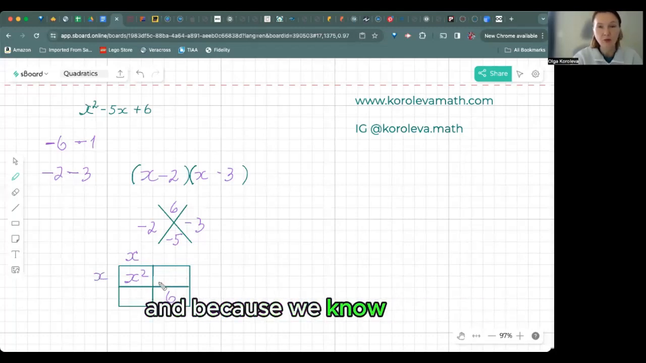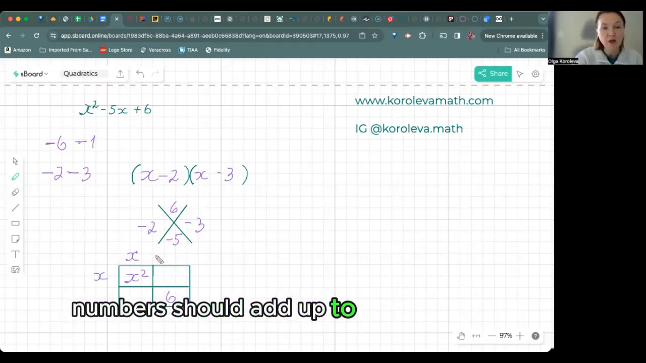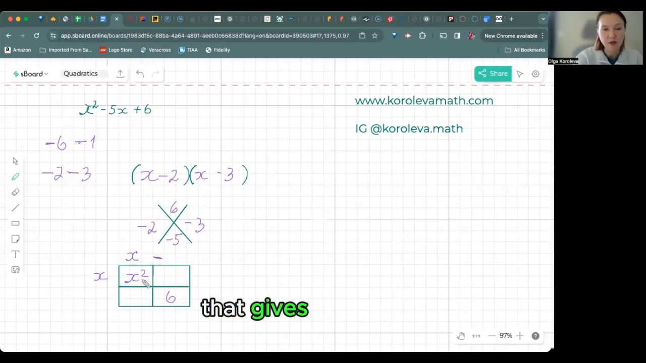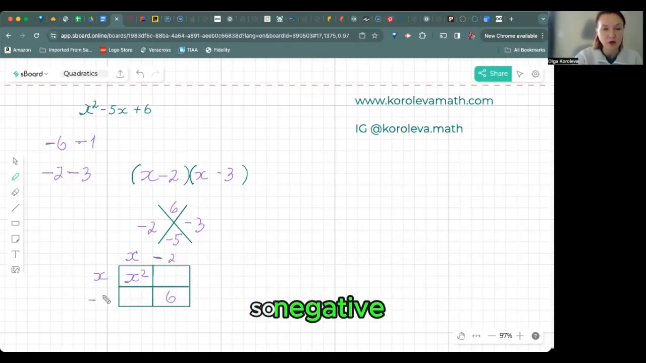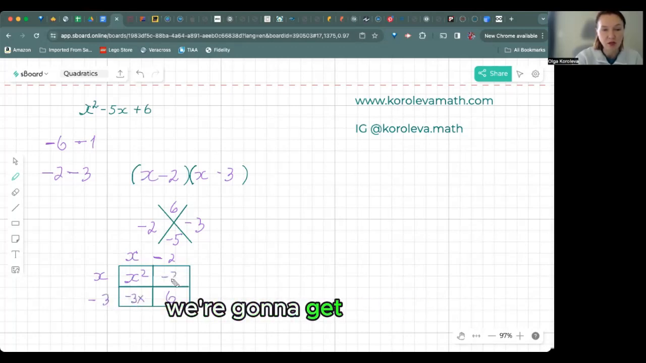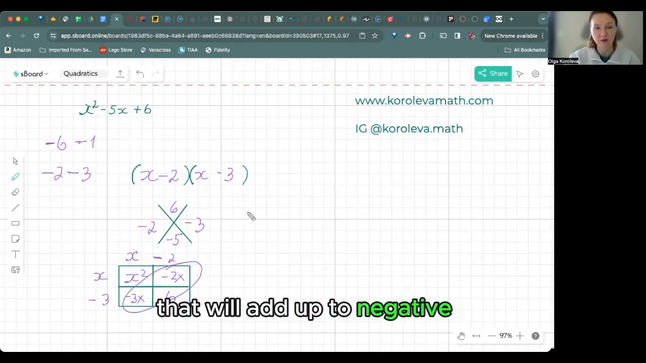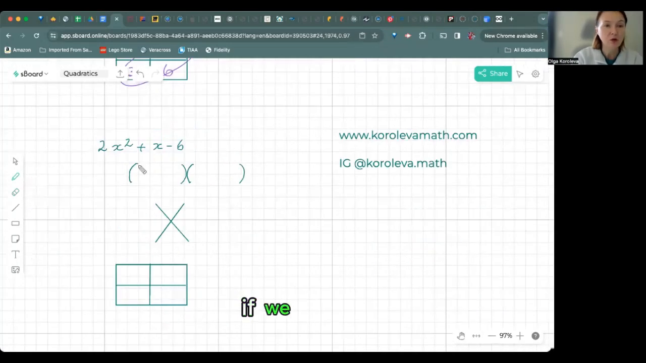And because we know that those numbers should add up to something negative, that gives us a big hint that we have to have some negative numbers here. So negative 2 and negative 3. We already know we're going to get negative 3x, negative 2x. That will add up to negative 5x.